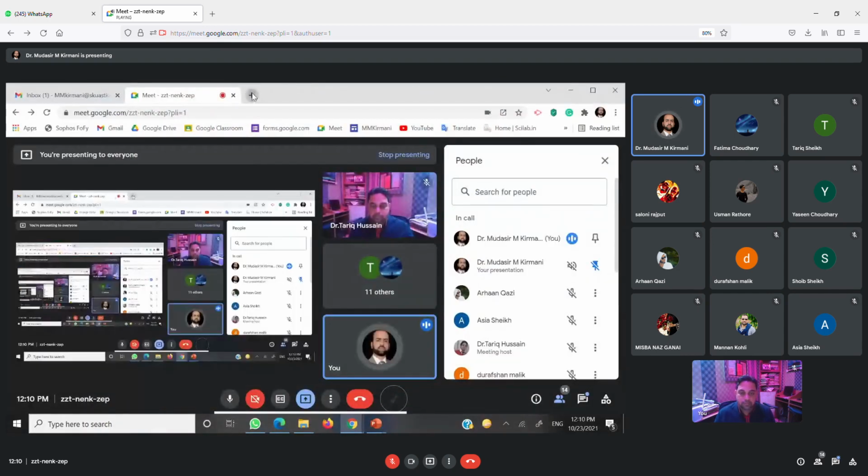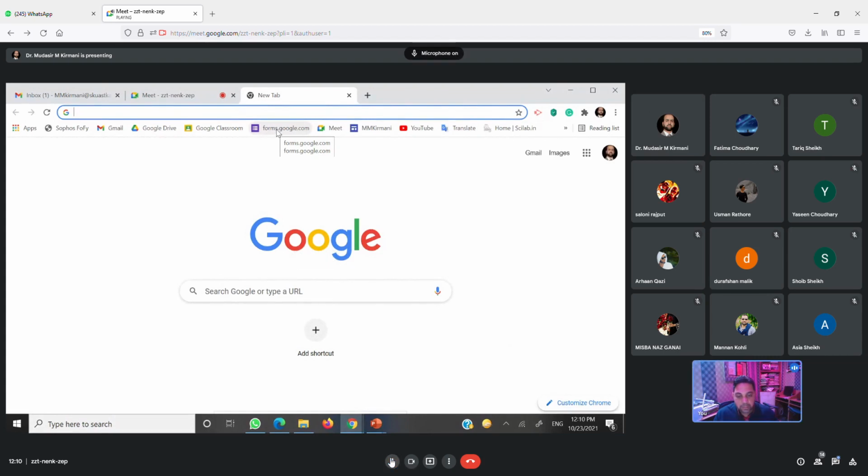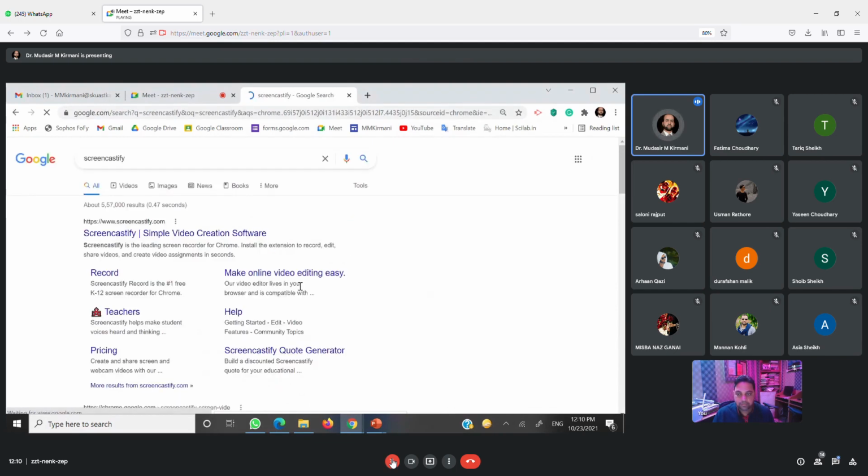Let me move towards the Chrome browser. This is my Chrome browser. So right now I am connected with you. You are able to see my screen. Is my screen visible? Yeah. So I'll write in Google. Just see what I am writing. SKAUST-Kashmir.